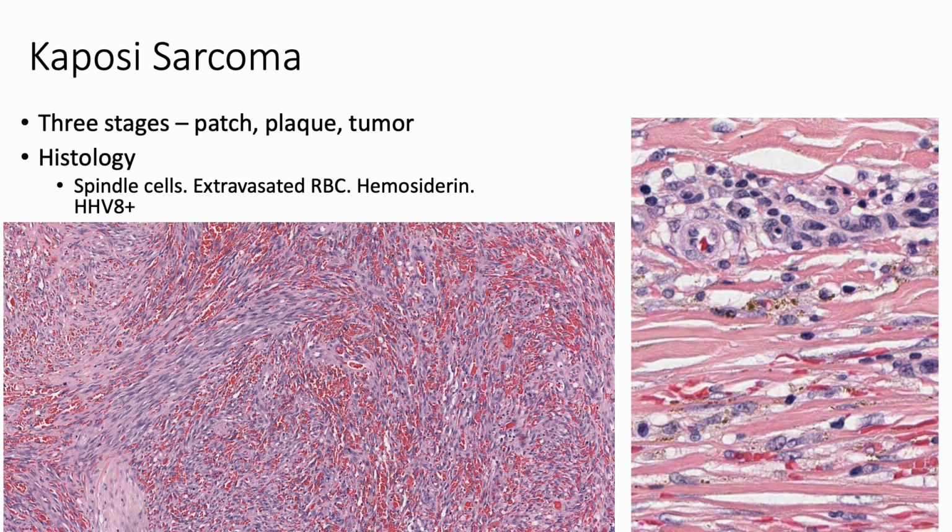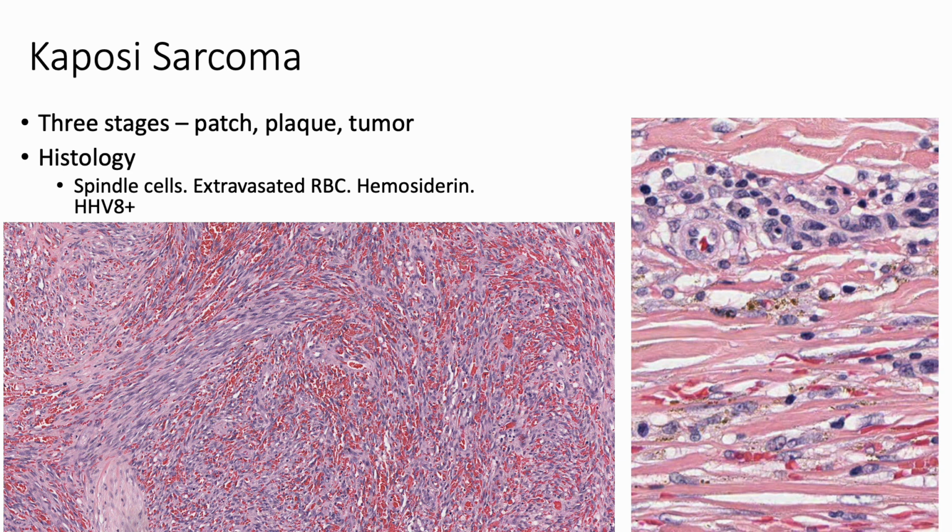In terms of the histology, even though we have three different stages, including the patch stage, plaque stage, and tumor stage, the basic histological changes are similar, which is spindle cell proliferation with extravasated red blood cells. Because of the RBCs outside of the blood vessels, when they die, there can be deposition of hemosiderin, as the picture implies.